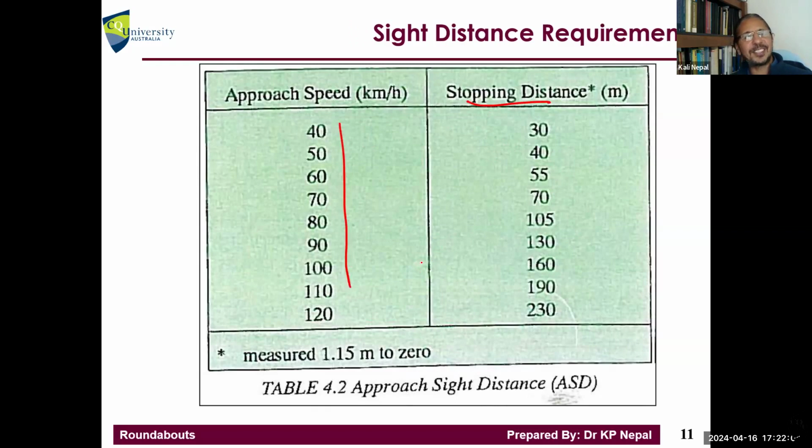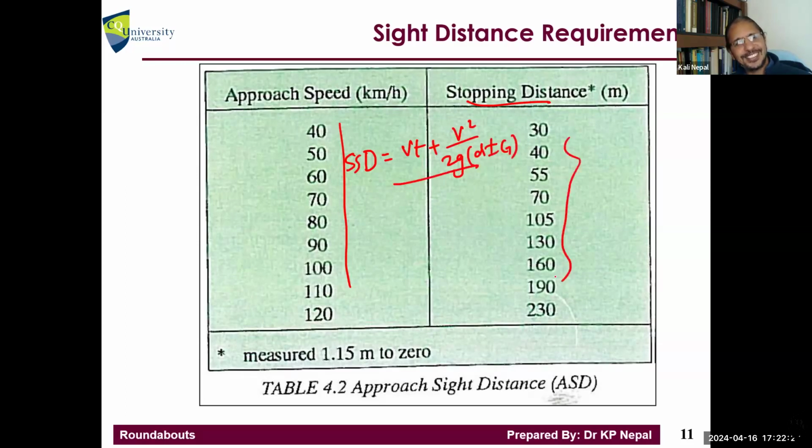Yeah, it's in the table for lazy engineers, but we know how to calculate distance, right? What is the stopping distance? The SSD formula from week 1: Vt plus V squared over 2(g times (d plus or minus G)). If you solve that, you get values similar to these. But this is just for a quick check.